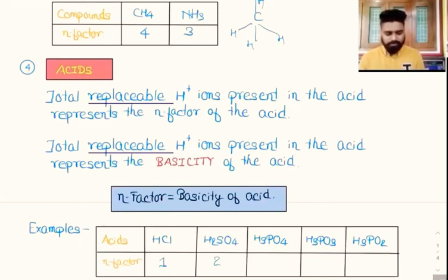In case of H3PO3 it is 2, and in case of H3PO2 it is 1. So why is this happening? The n factor in case of H3PO4 is 3, in case of H3PO3 is 2, and in case of H3PO2 is 1. Let us discuss this considering the structure of these three acids.